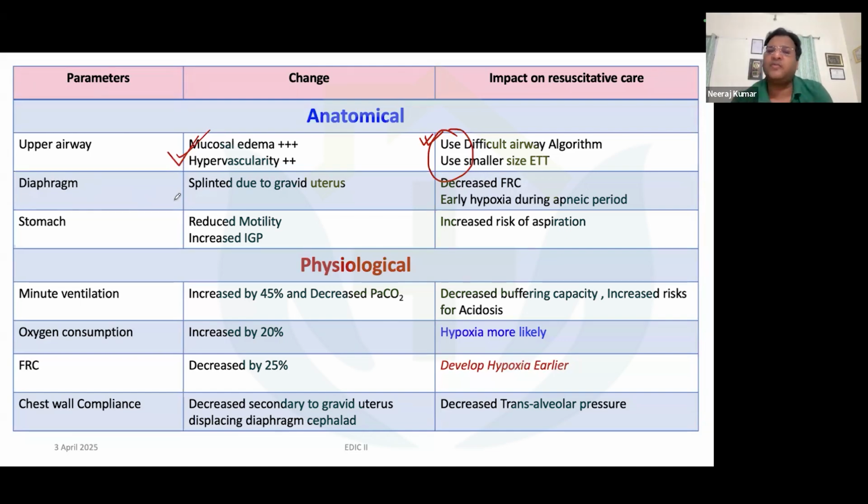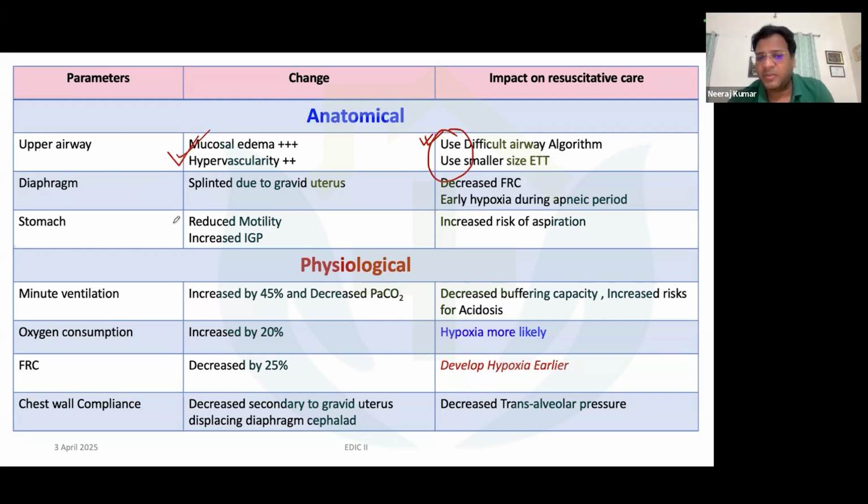And what it will do, again, we all know that because of this splinting, the patient will have a decreased FRC. If the FRC is decreased, the patient is more prone to hypoxia, especially if the apneic period increases, because the FRC is already compromised. That's why rapid desaturation happens in these kinds of patients, especially when the splinting is more because of the increase in the gravid uterus size. The first point.